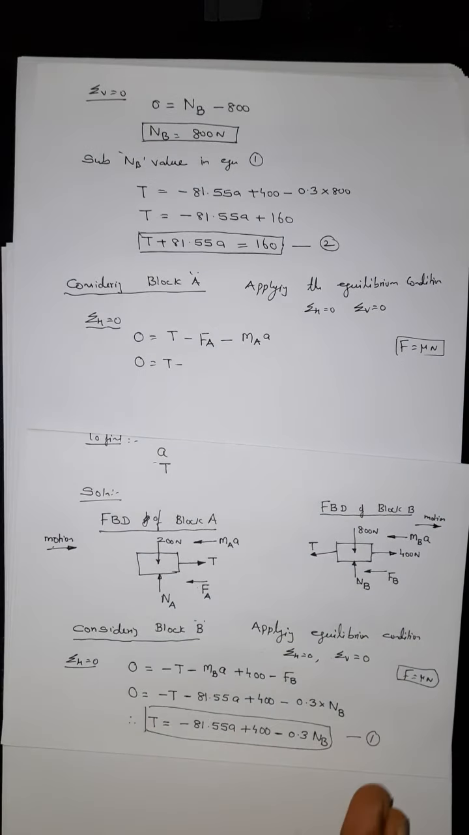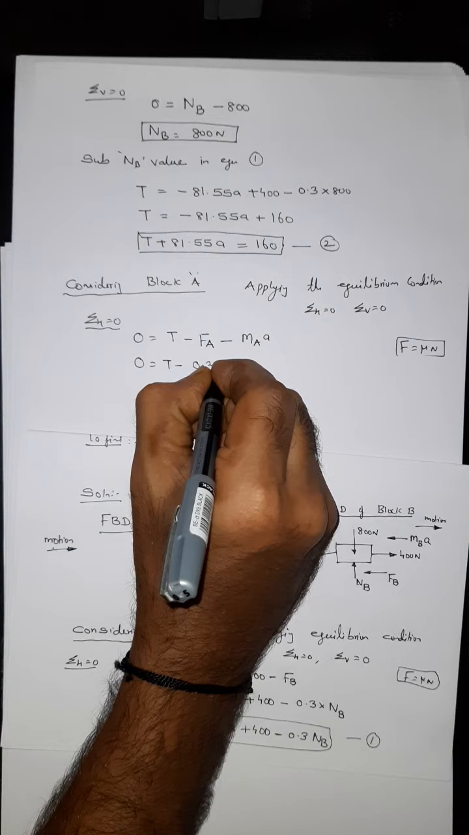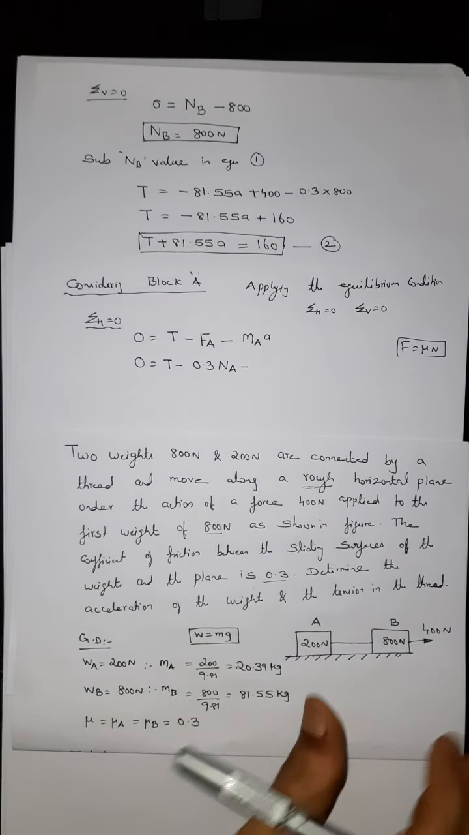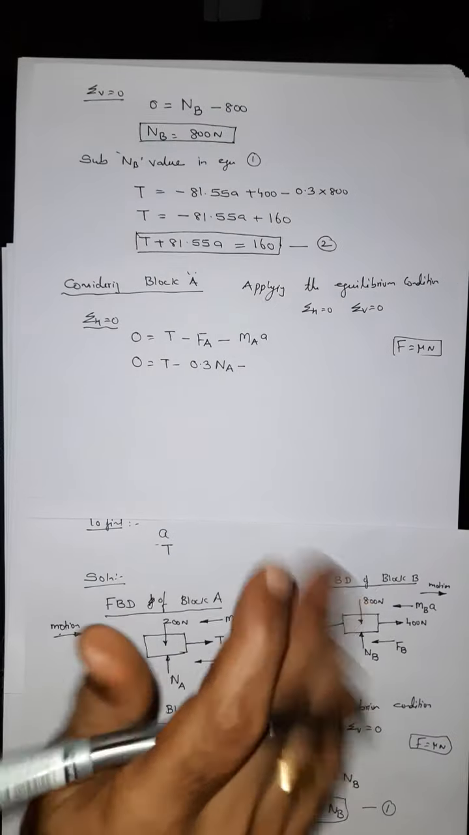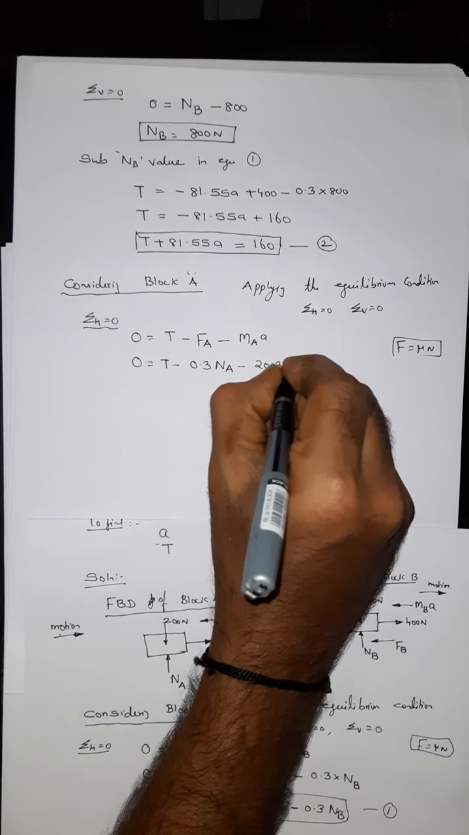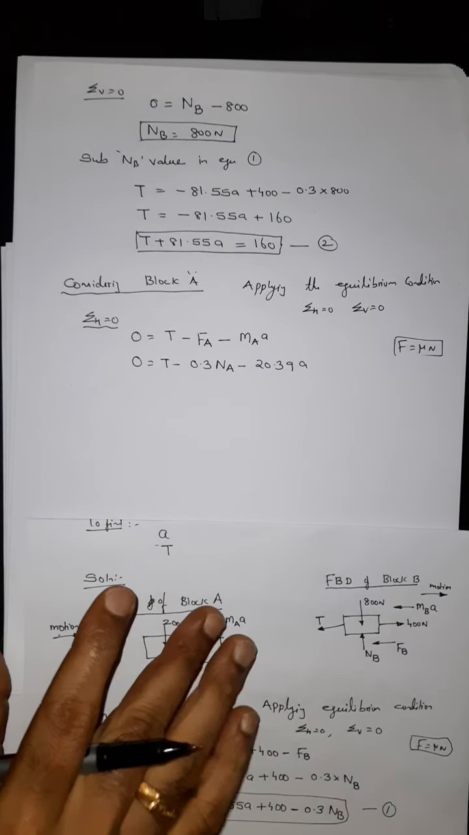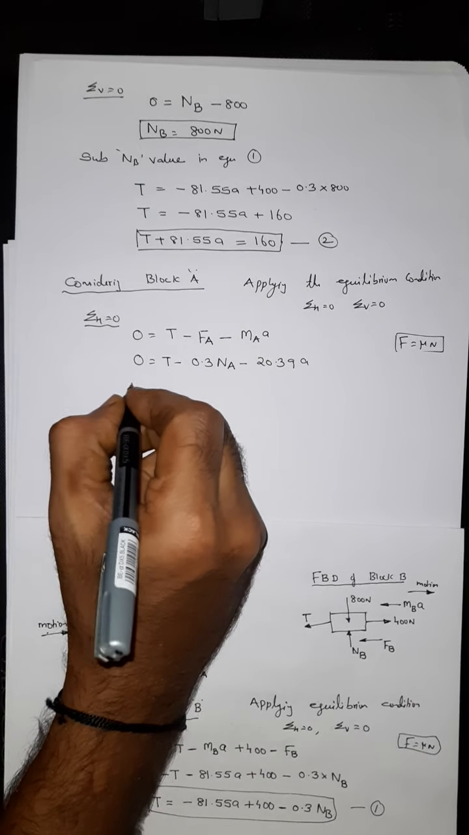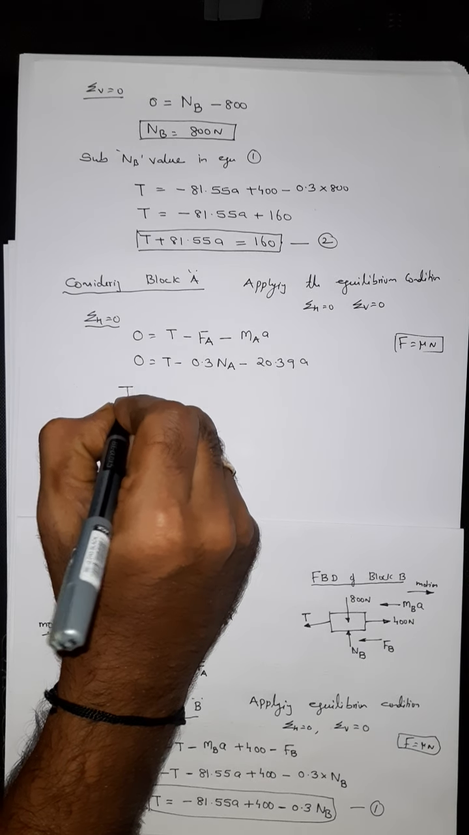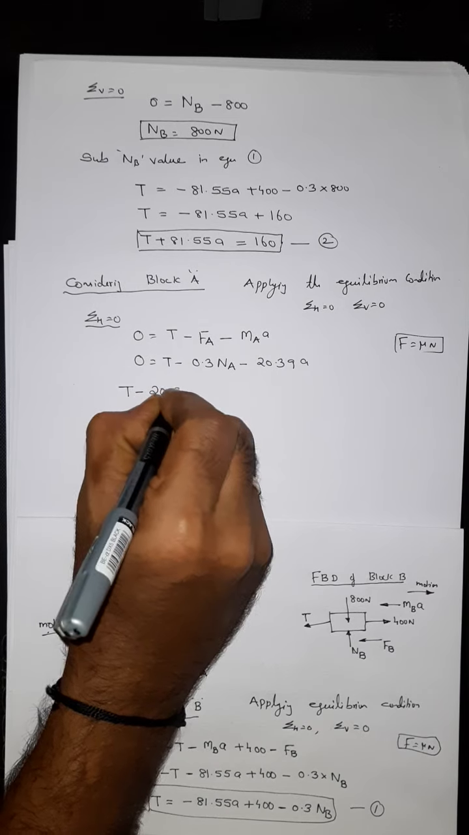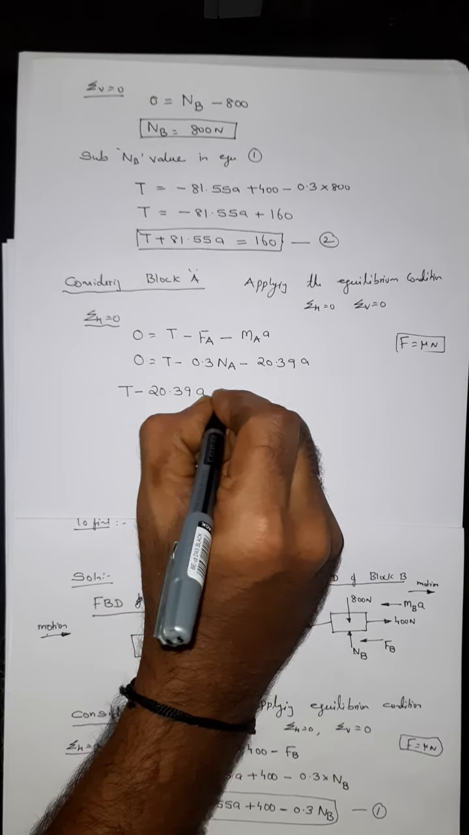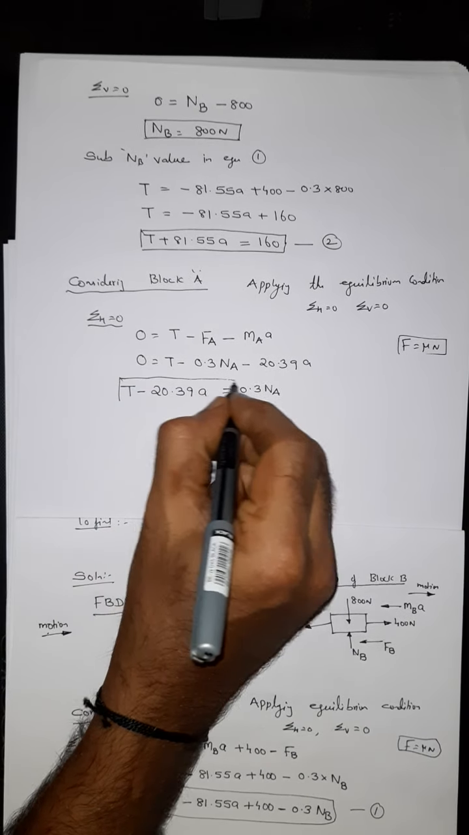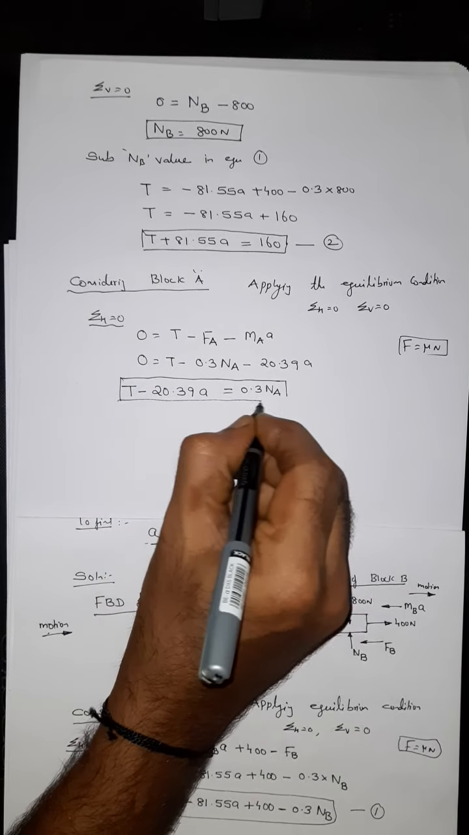Mu value is 0.3, so 0.3 into NA minus MA A, where MA is 20.39, so 20.39 A. I'm just rewriting this equation in this manner: T minus 20.39 A equal to 0.3 NA. Equation number 3.